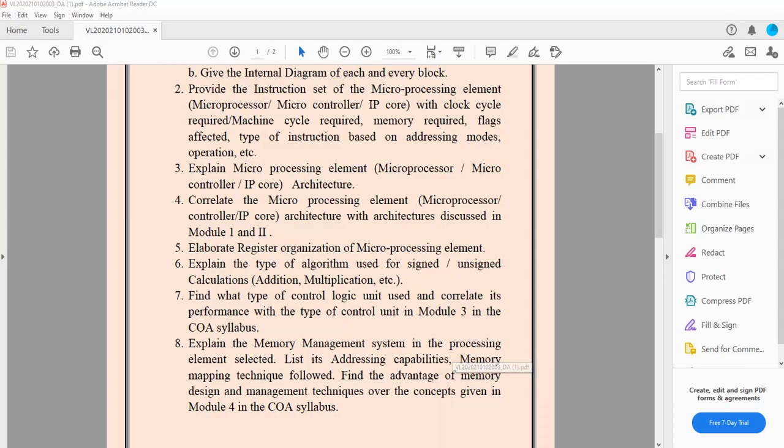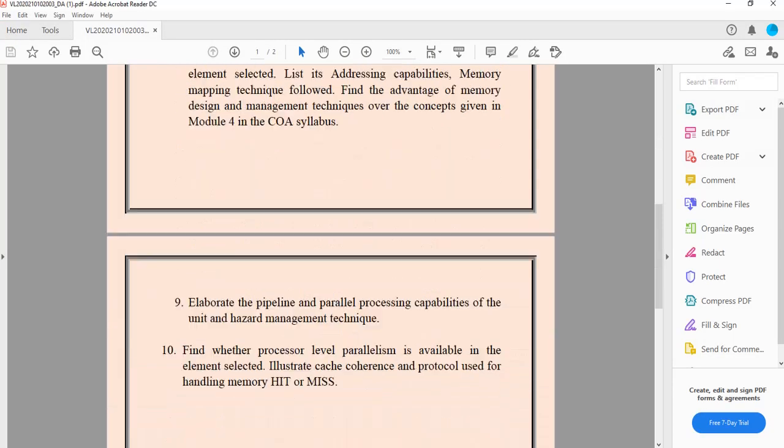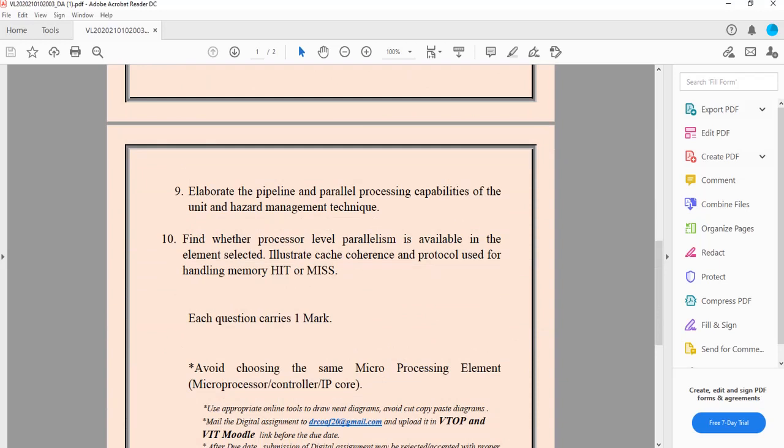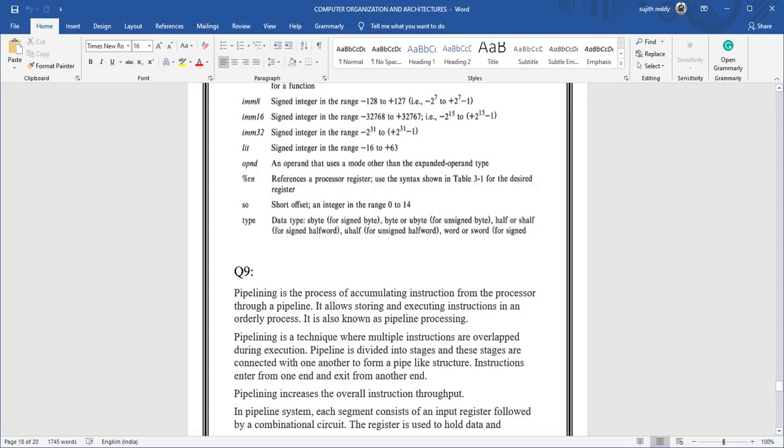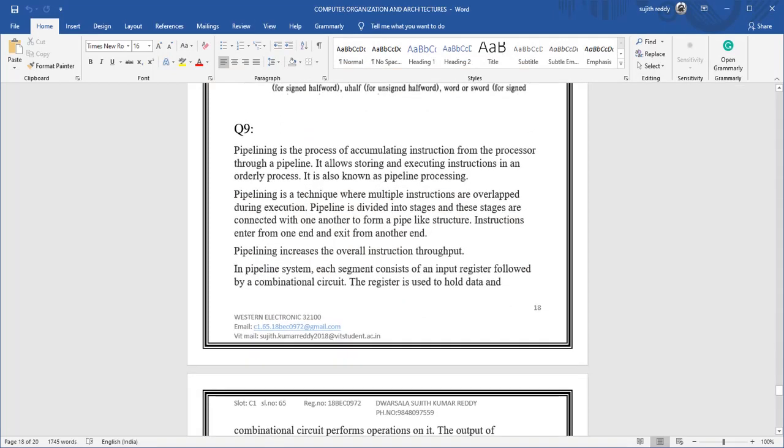Elaborate the pipelining and parallel processing capability of the unit and hazard management techniques. So pipelining in the processor accumulates instructions from the processor into a pipeline. It allows storing and executing instructions in an orderly process. Pipelining is a technique where multiple instructions are overlapped during execution. The pipeline is divided into stages. These stages are connected one to another to form a pipe-like structure. Instructions enter from one end and exit from the other end. Pipelining increases the overall instruction throughput.